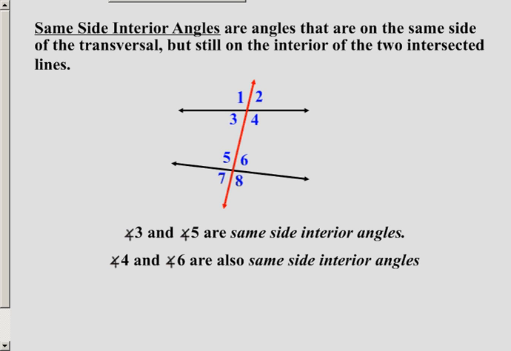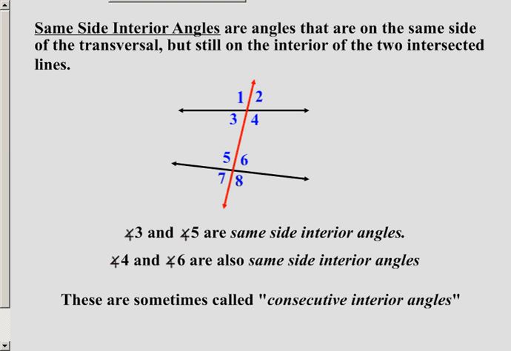Now, one other little tidbit that we need to pay attention to and take note of is that same side interior angles have a synonym that goes along with them. Same side interior angles are sometimes called consecutive interior angles. I would say that these two terms are pretty much entirely interchangeable.